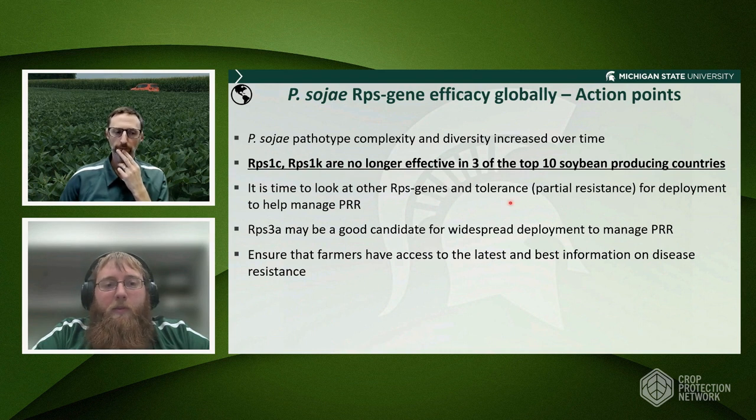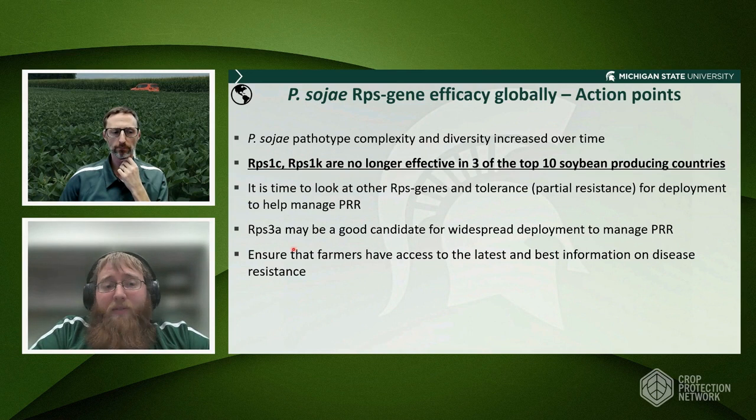We also, same story we had with Michigan, the complexity is increasing, so it's less likely that we're going to be able to manage these populations over time with a single resistance gene. We may need more than one, and we will need to start looking more at partial resistance, field tolerance, to help manage Phytophthora root rot going forward.